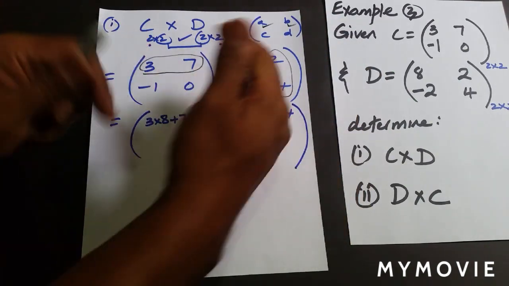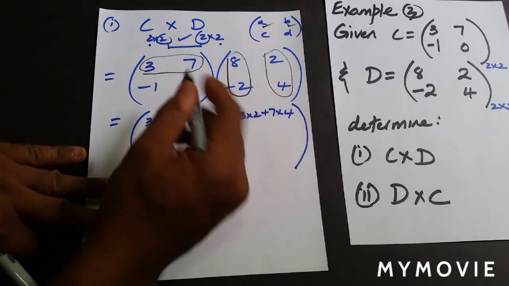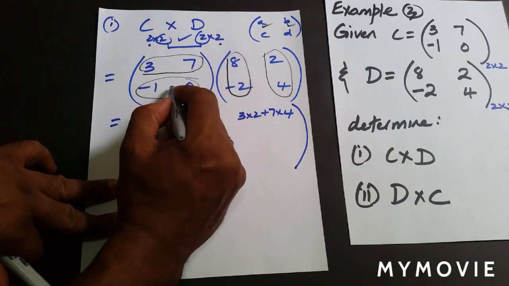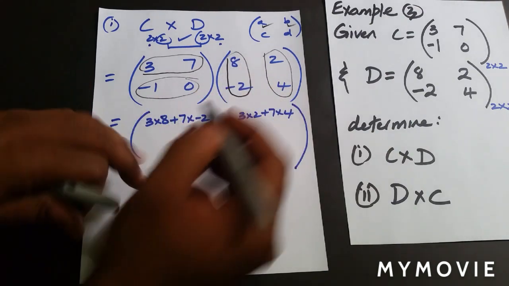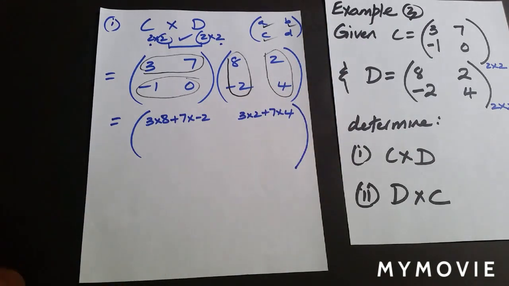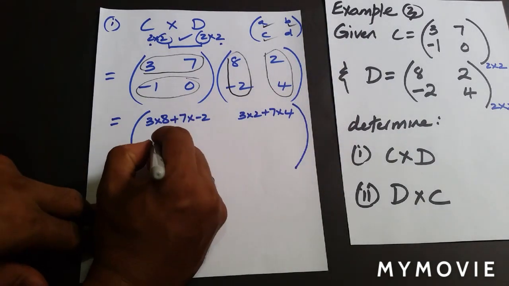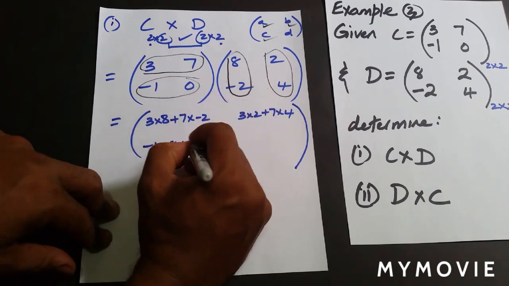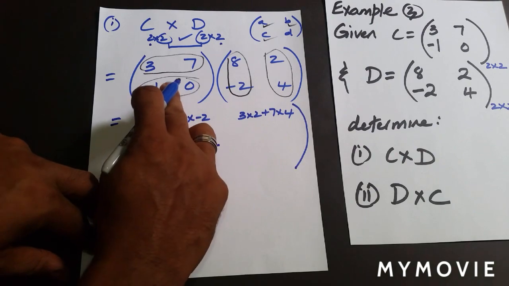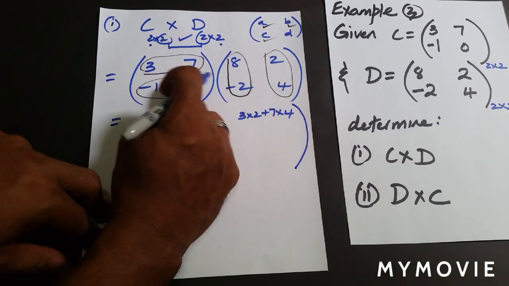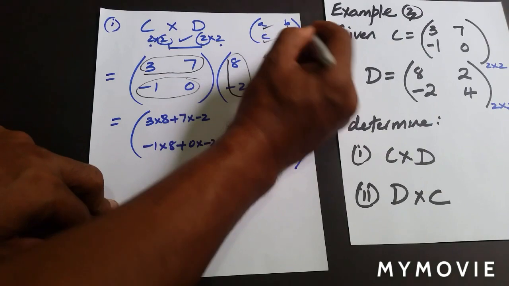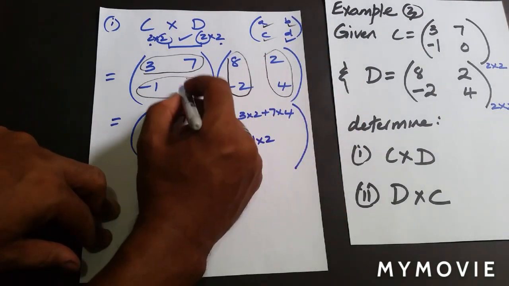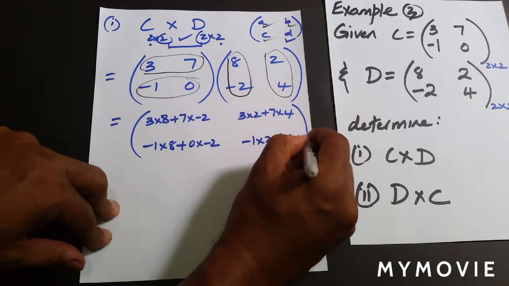Now, there are no more columns. So it means we have to move to the next row and proceed to do everything all over again. So we're starting with this second row and that first column to give us this element. So it would be negative 1 times 8 plus, as you remember, plus 0 times negative 2. And then, because we have another column, stick with the row again and go over to that to give us this element here. So it would be negative 1 times 2 plus 0 times 4.